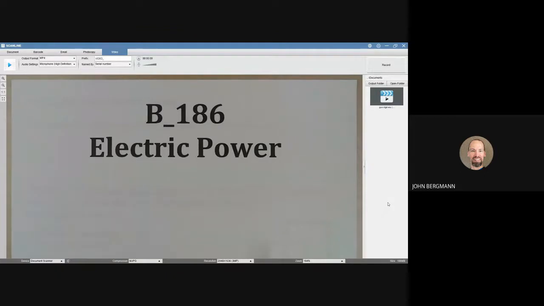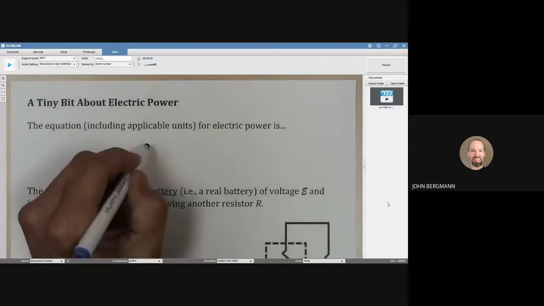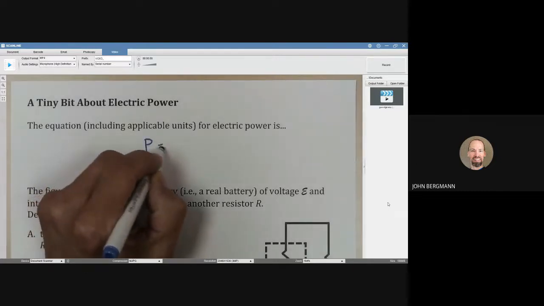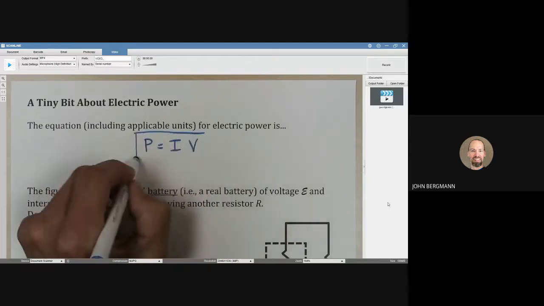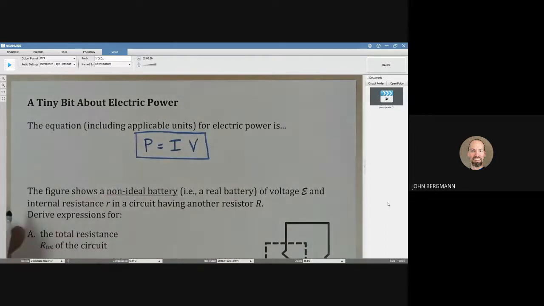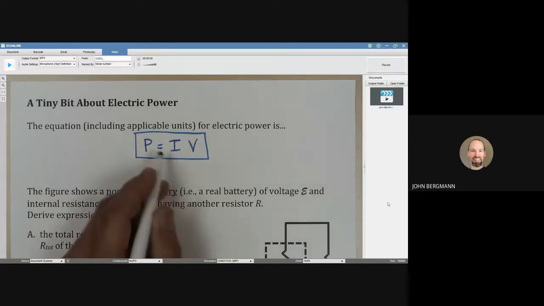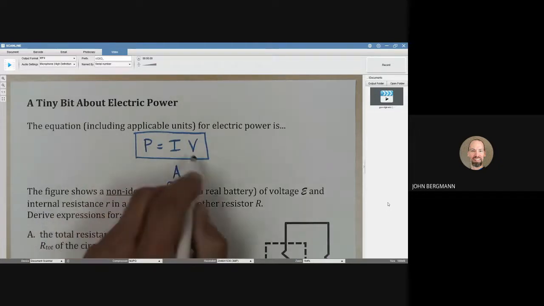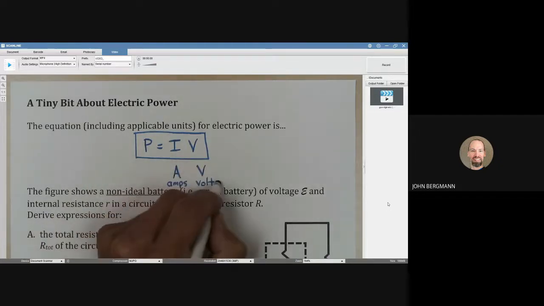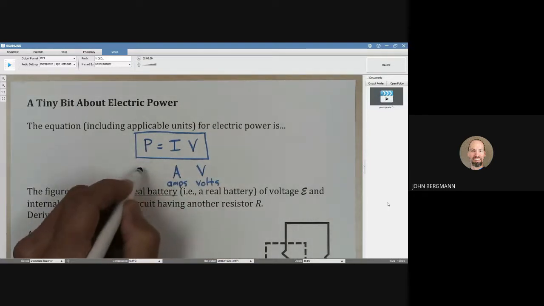Electric power. The equation for electric power, we're not going to derive this for you. We're just going to give it to you. Power is current times voltage. And the units, we know that current is amps, which is coulombs per second. And V is volts, obviously. And power is in watts.